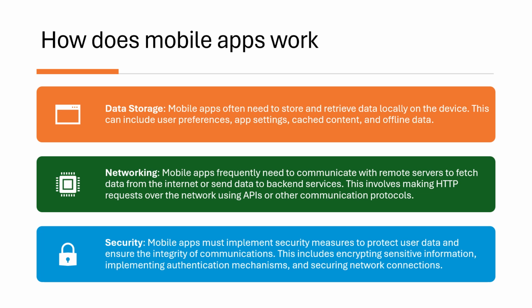Then security. Mobile apps must implement security measures to protect user data and ensure integrity of communications. This includes encrypting sensitive information, implementing authentication mechanisms, and securing network connections. So this means when you are sending some data over the network, it should not be easily accessible to other people. So it has to be encrypted.